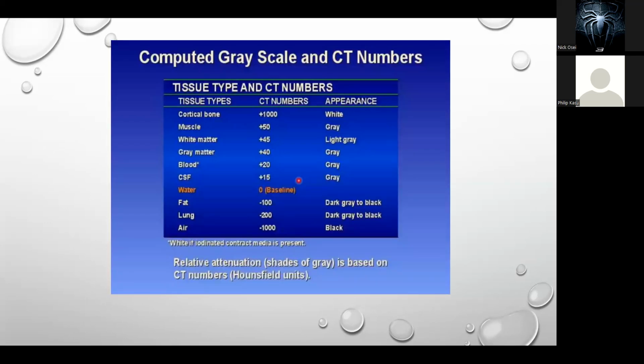Okay, so this is another picture of how it is. So you realize that in the imaging here, water is the baseline. Okay, so that is the 0. And then from there, you are going down to negative, or you are going up to positive. The positives will be more white, whereas the negatives will be more dark. All right.